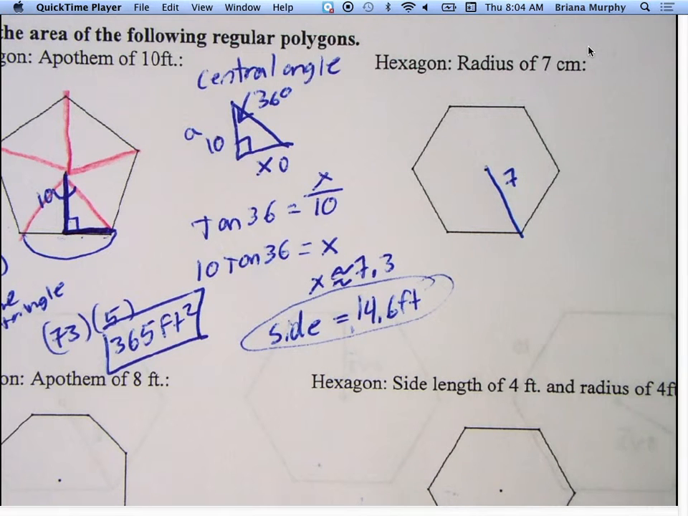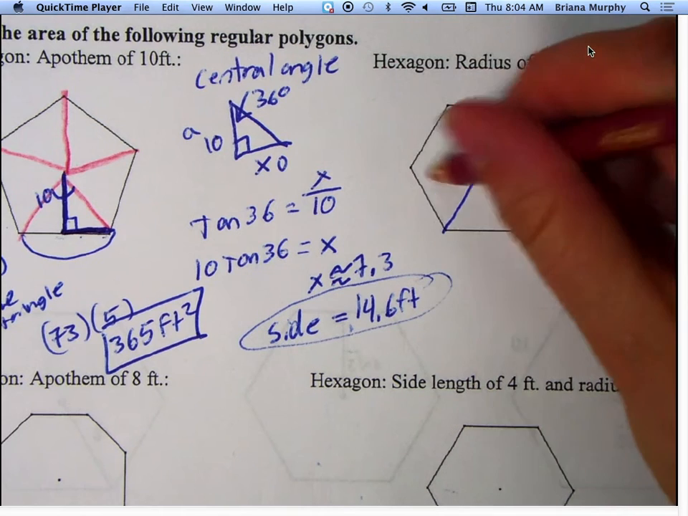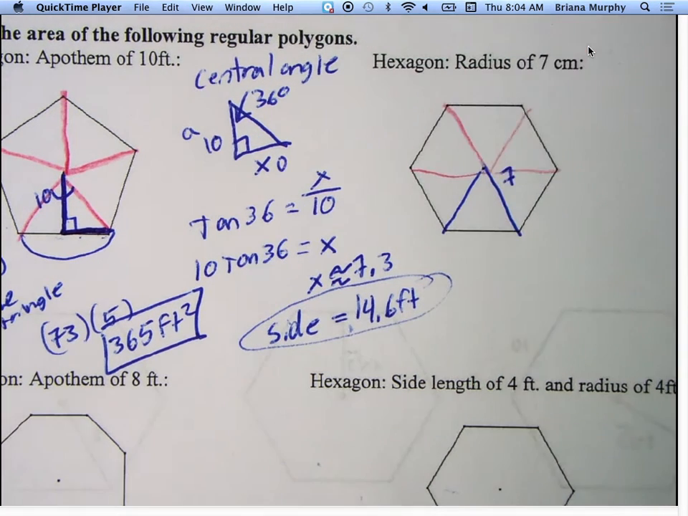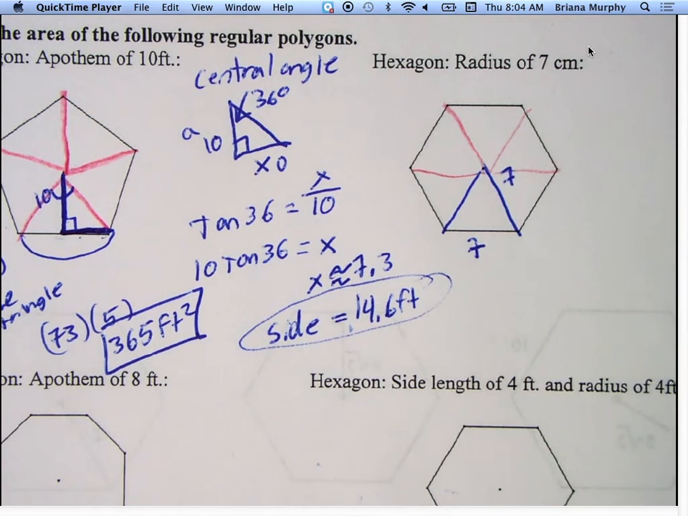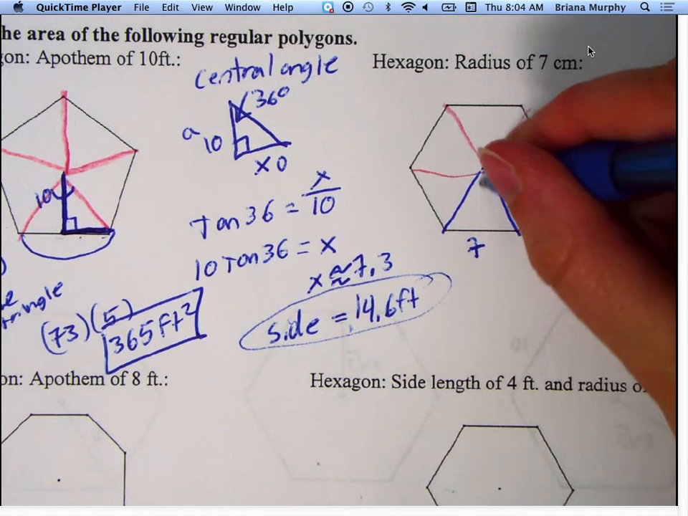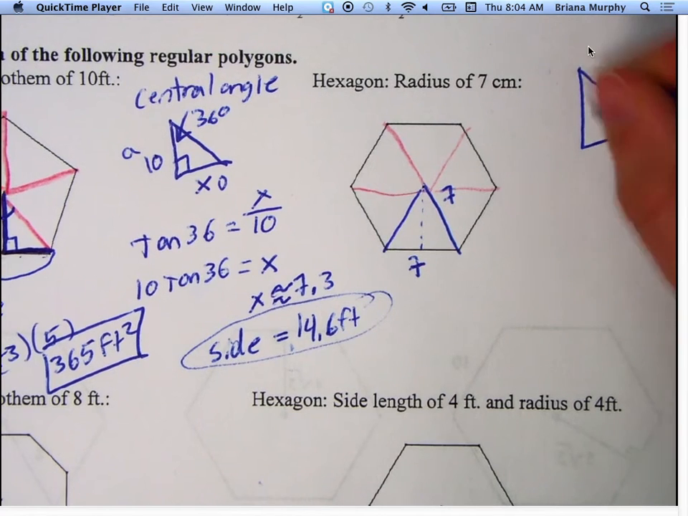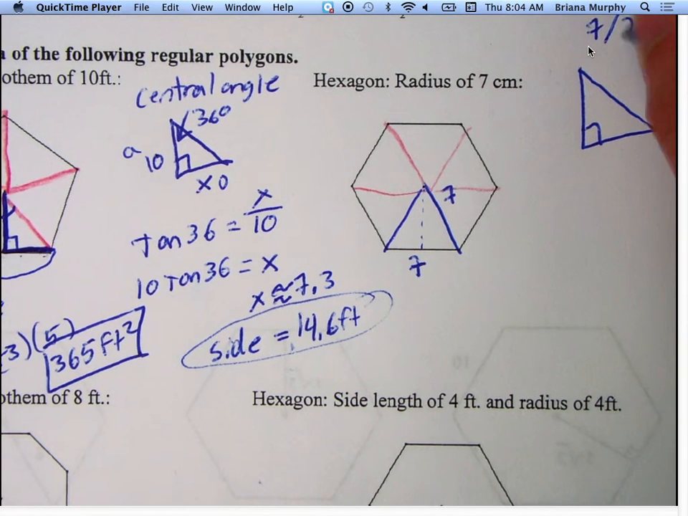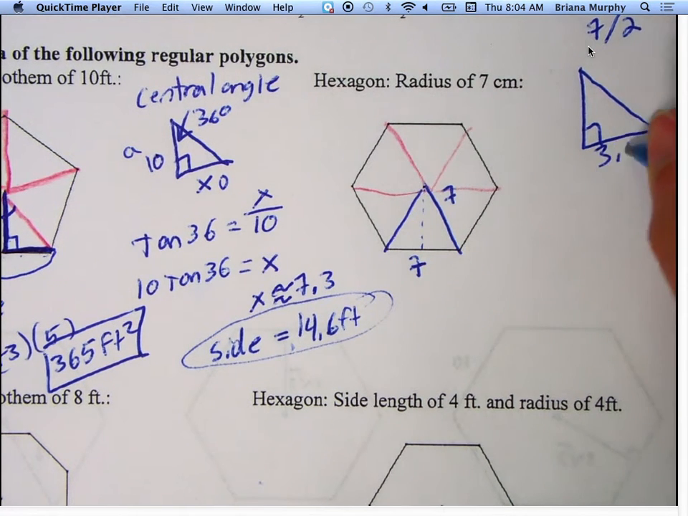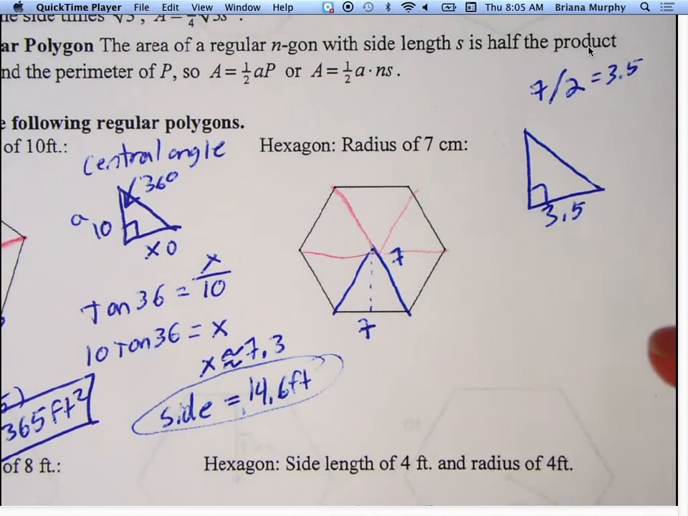Okay, so I have a hexagon because I have 6 sides. So I know I'm going to have 6 triangles, right? It's an equilateral triangle, so if the radius is 7, I know also the bottom is 7. What don't I know, though? I do not know the height. So again, I'm going to have to divide it in half. So 7 divided by 2 gives me this length right here at 3.5. You guys have to tell me when you're confused or if you can't see.